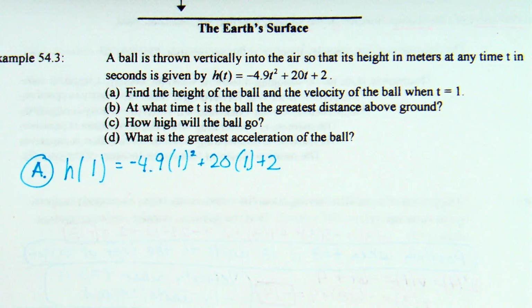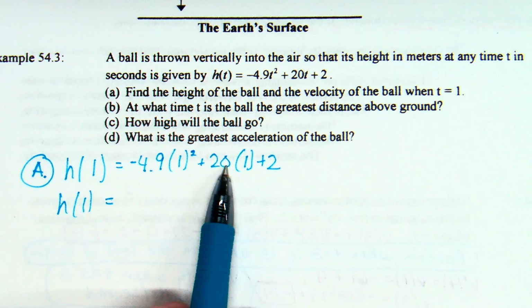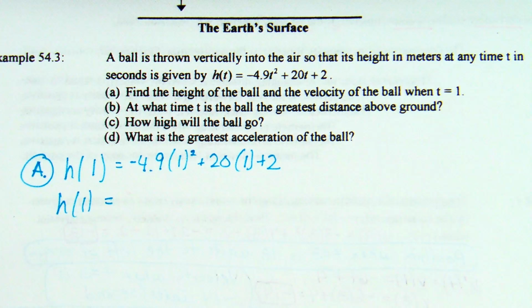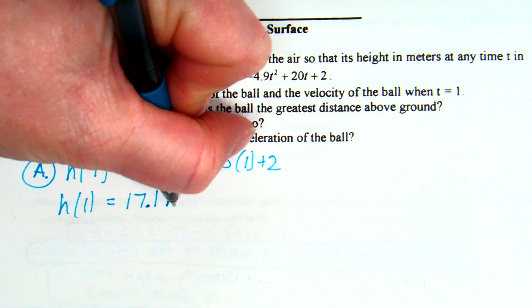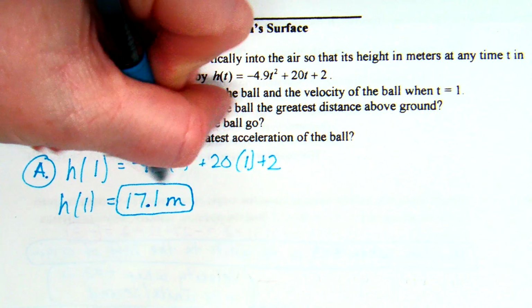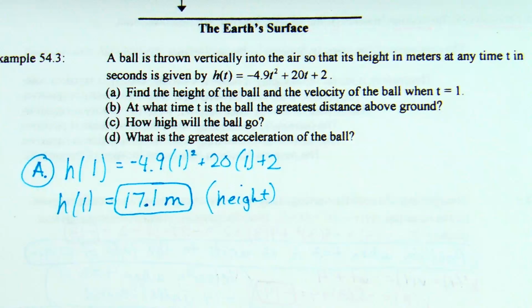Okay. So h of 1, did you find it? 1 squared is 1, times negative 4.9. 20 times 1 is 20, plus 2, so 20 and 2 is 22. Negative 4.9 plus 22 is 17.1. It's a height. So how do I label this? We have a specific unit here. Oh, meters. So this is the height at time 1, 17.1 meters.